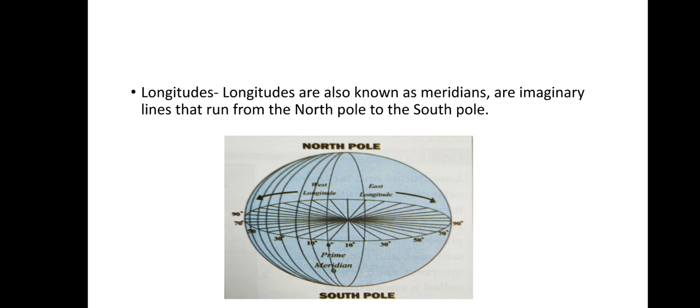Now, talking about longitudes, longitudes are also known as meridians. They are imaginary lines that run from the North Pole to the South Pole, as they have been shown in the diagram given below. According to an international agreement, the longitude passing through the Royal Observatory at Greenwich in England, United Kingdom, is accepted as 0° longitude, and it is called the prime meridian.